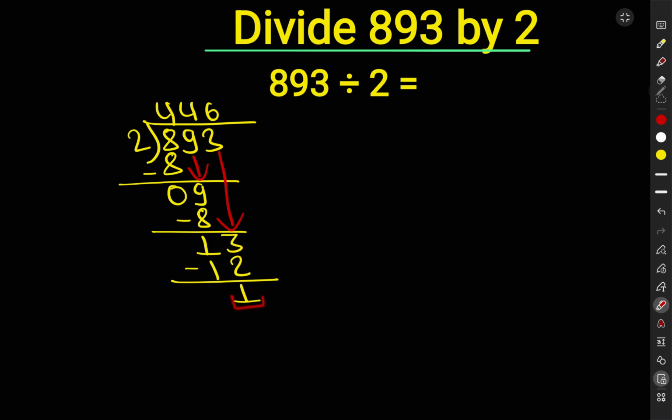So now this 1 is less than 2 and there is no other number to put it down. So we take here decimal so that we put 0. So now it is 10 and 2 times 5 is 10. On subtracting we get 0. So 893 divided by 2 is 446 decimal 5.